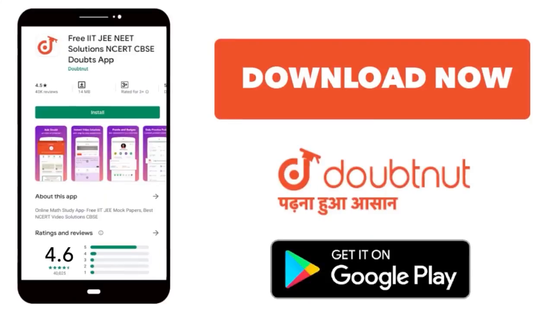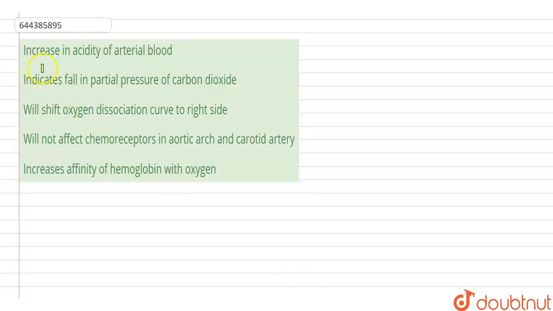Hello students, the question here says that increase in acidity of the arterial blood indicates which of the following conditions. So when we see that there is increased amount of partial pressure of carbon dioxide in the arterial blood, the following reaction will take place, which will increase the acidity of the blood.